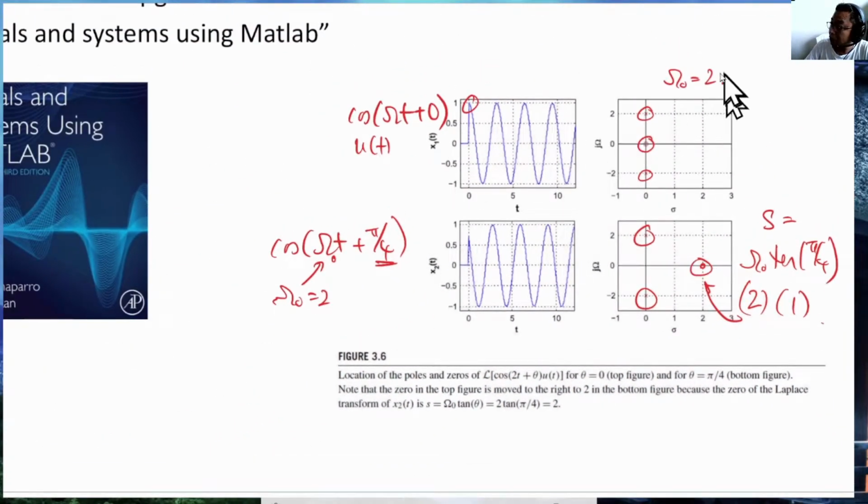So this is the pole and zero plot. These correspond to the real-time signal of cosine omega naught t plus 0 phase. Here is cosine omega naught t plus pi over 4.